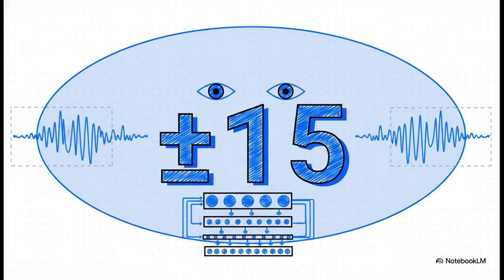To put that in perspective, check out this number, plus or minus 15. By the time we reach the top layer of a typical TDNN, it effectively sees a massive temporal span, roughly 15 frames into the past and 15 frames into the future. That is an incredibly wide chunk of audio context all at once.